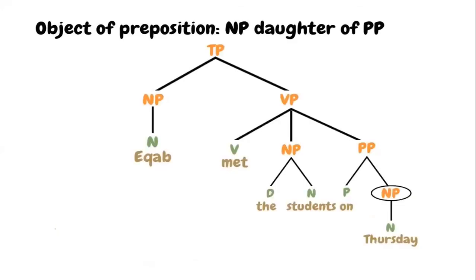Now, let's move to the last type of objects, which is the object of a preposition. We can consider object of a preposition is simply defined as NP, daughter of PP. And this tree shows us that the NP is daughter of PP that is headed by the preposition on, and that's the object of a preposition.